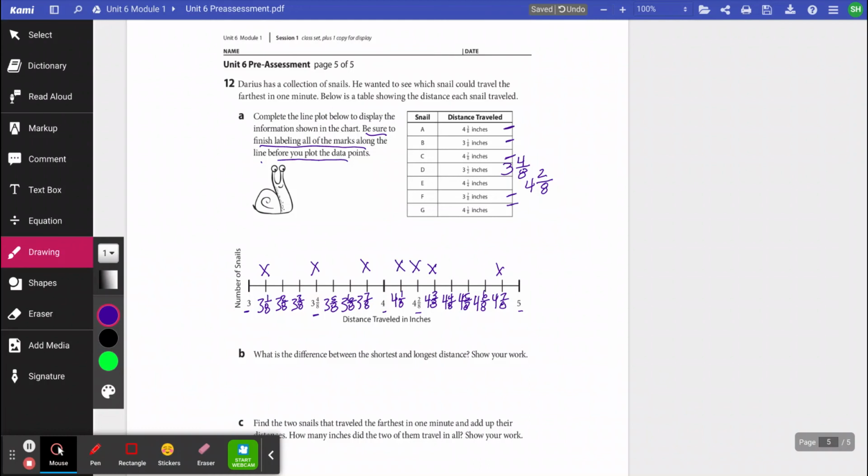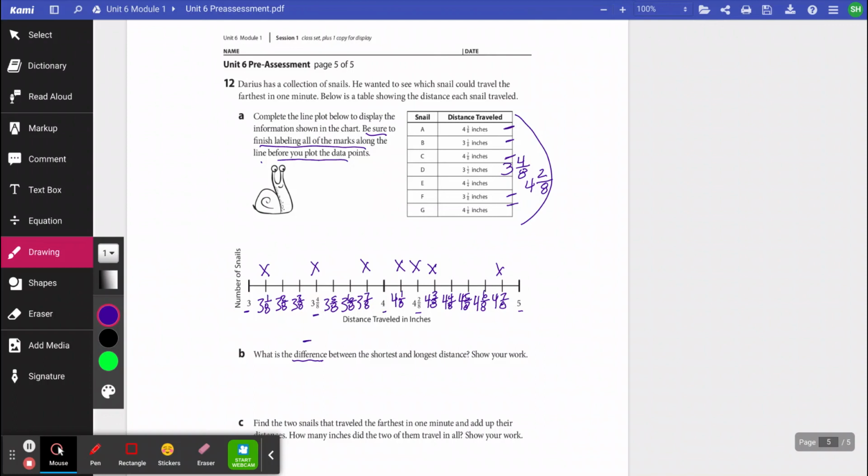1, 2, 3, 4, 5, 6, 7. 1, 2, 3, 4, 5, 6, 7. So I have 7 here, and I have 7 X's. Double checking. It looks like none of them have 2. Some of them don't have any. All right. So what is the difference? That says subtraction to me, that word difference, between the shortest and the longest distance. Show your work. So I have to do a subtraction problem that compares the longest and the shortest distances.